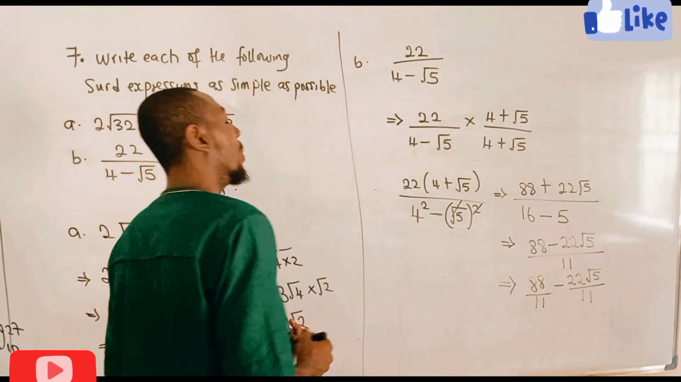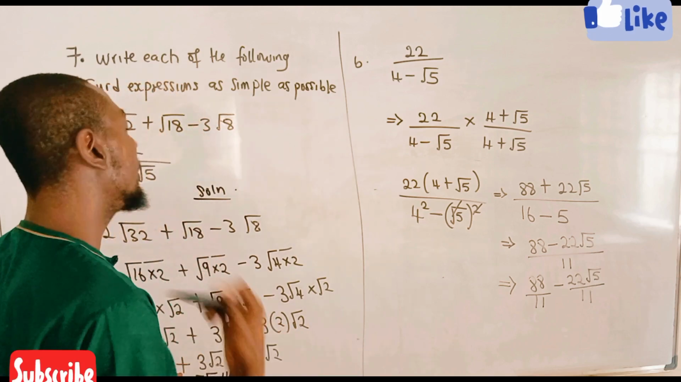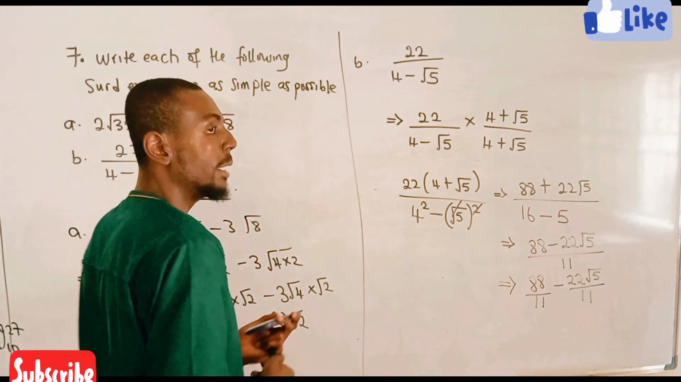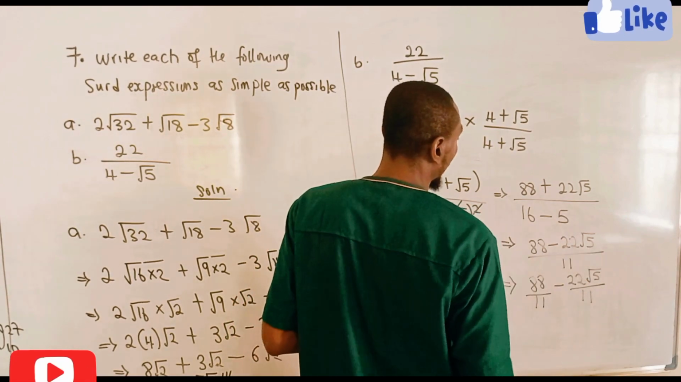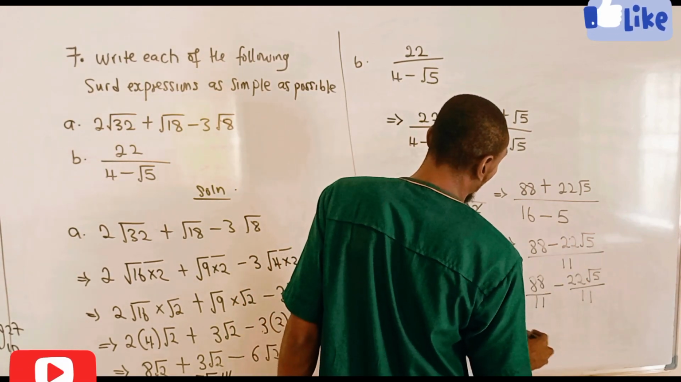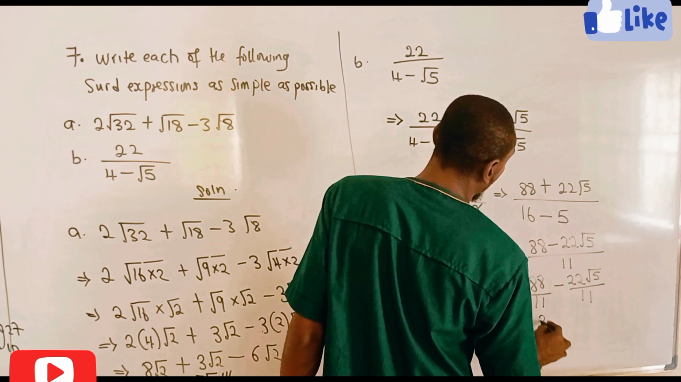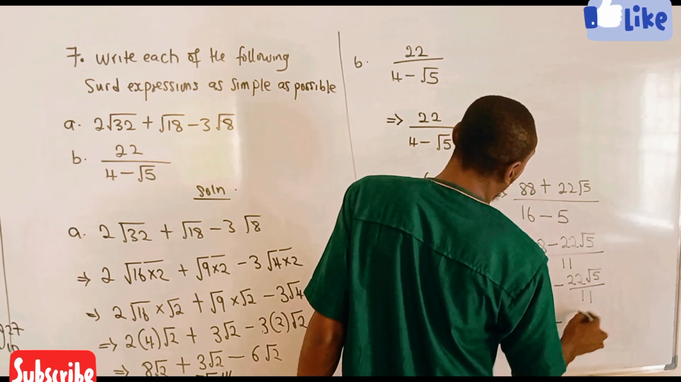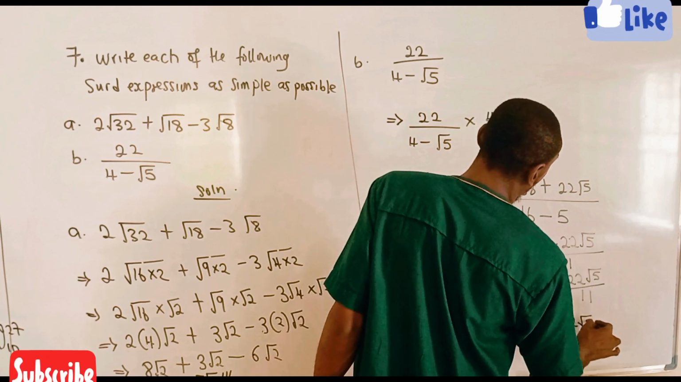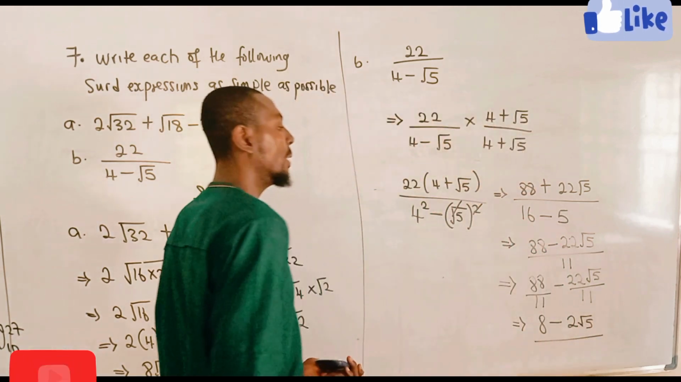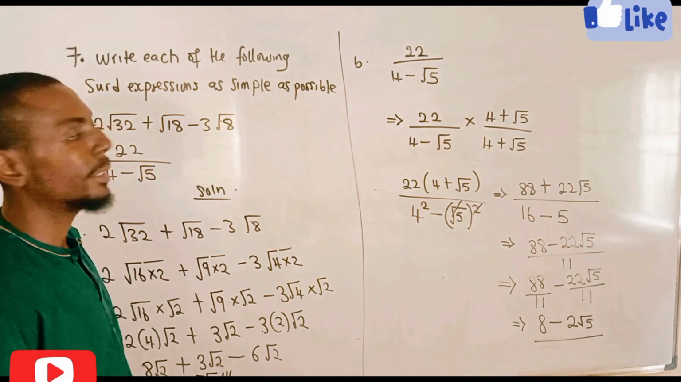11. Because both numbers have the same denominator, you're going to separate it this side and this side, such that we have finally 88 divided by 11 is 8, plus 22 divided by 11 is 2. So 8 plus 2 root 5 eventually becomes the final answer.